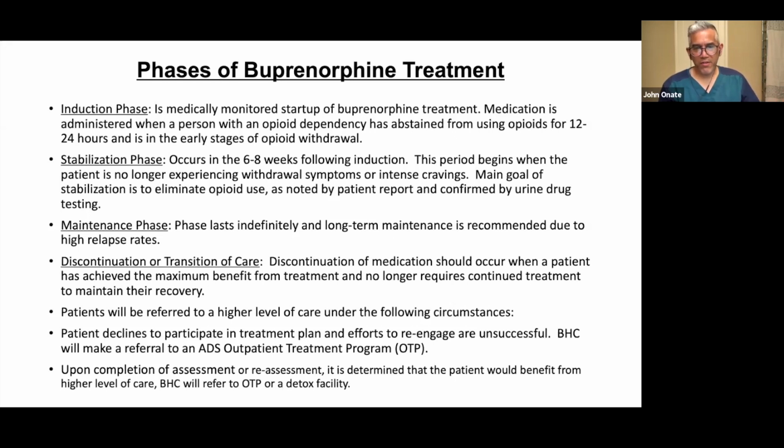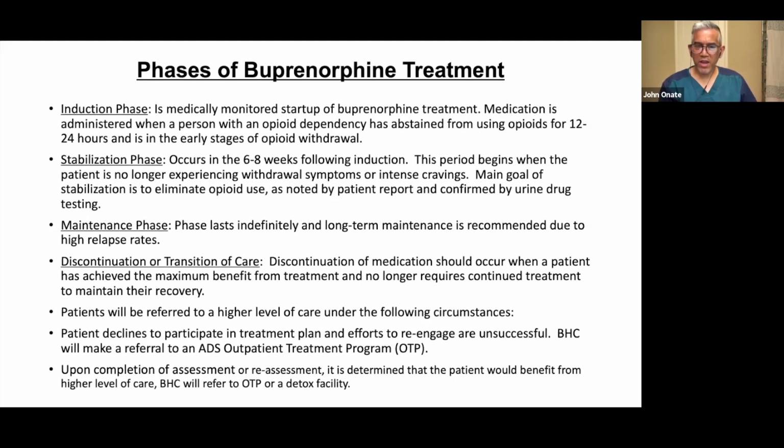Then you have the stabilization phase. This is where you really want to work on your behavioral interventions, getting them going to NA, getting connected to groups, trying to address whatever other psychosocial issues might have been contributing to their drug use, to build them up so that they have the skill set. Now that you've broken the cycle of the opiate use, you can try and build on that.